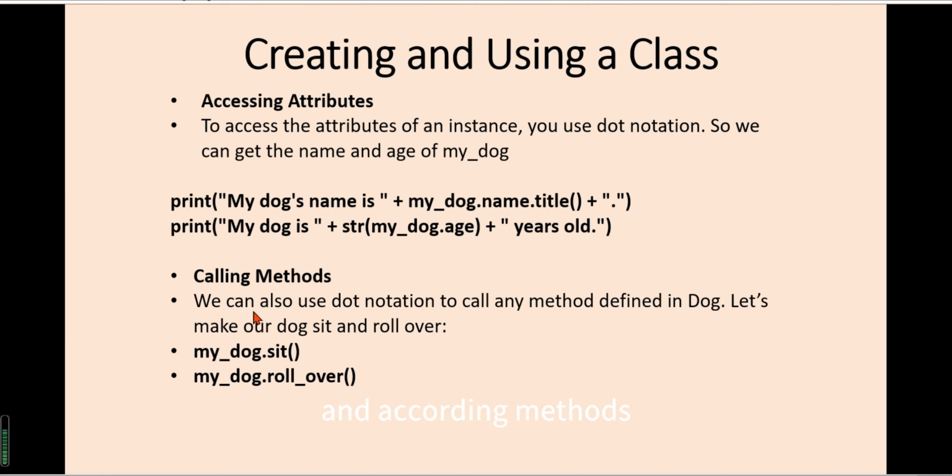And calling methods. We can also use dot notation to call any method defined in Dog. So let's make our dog sit and roll over. We can use my_dog.sit() and my_dog.roll_over(). You can use dot notation to get an attribute, and you can use dot notation for methods. But methods need parentheses because some methods may need additional parameters, while attributes do not need parentheses themselves.